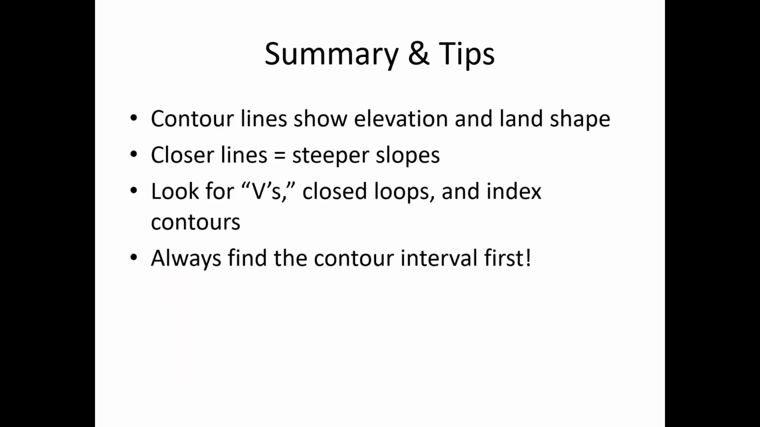So a quick summary and a couple of tips. We started off by defining contour lines and learning that they show the elevation and the land shape of the land. We learned that closer lines equal steeper slopes, while further spaced out lines mean that the slope isn't that steep. We always want to look for the V's because the V's point upstream. We want to make sure we know that the loops of these lines are always going to close, and that index contours are always going to be bolded and always going to be labeled.